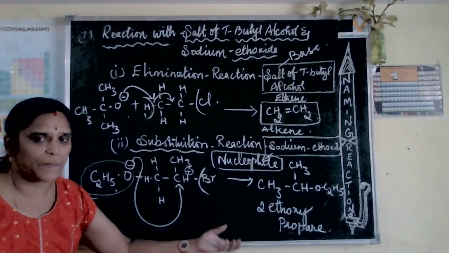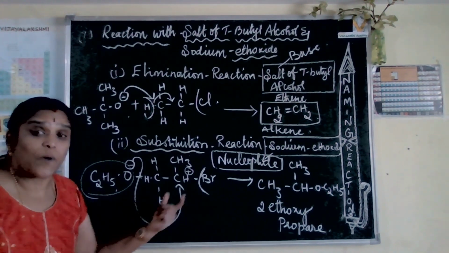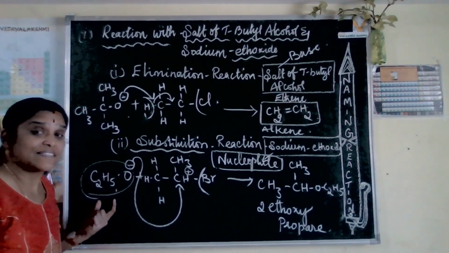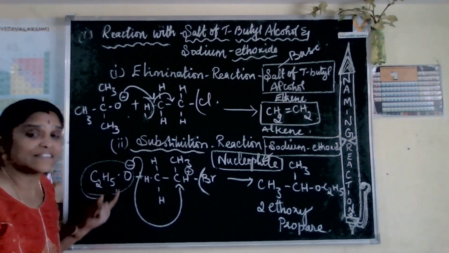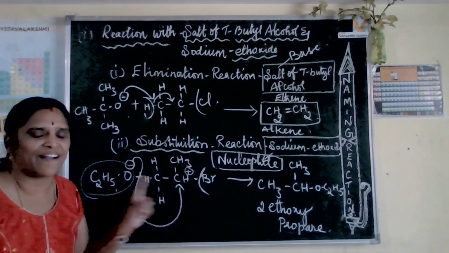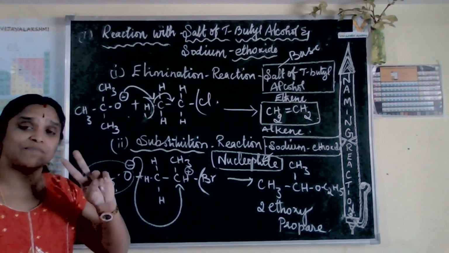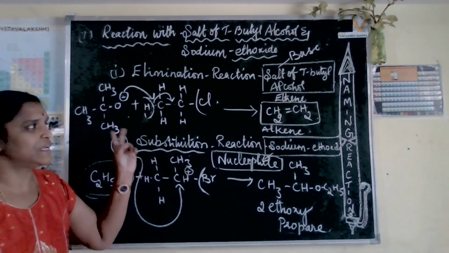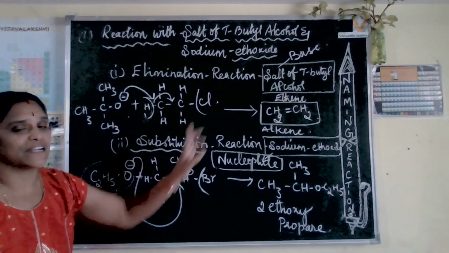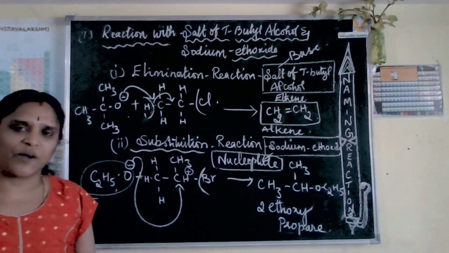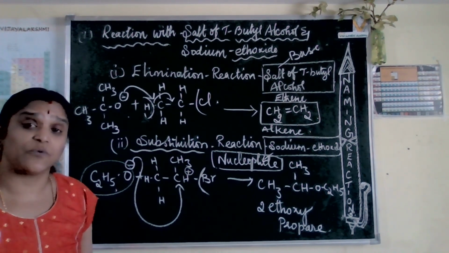Why are we getting 2-ethoxy propane, an ether? Because it is acting as a nucleophile. It searches for that carbocation. Hope you're clear on this mechanism. Two reactions in one process. That means these are two reactions that come under one component. Hope you're clear with that. Okay, next reaction, Wurtz reaction.